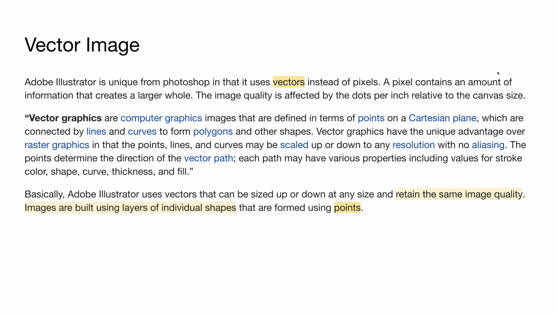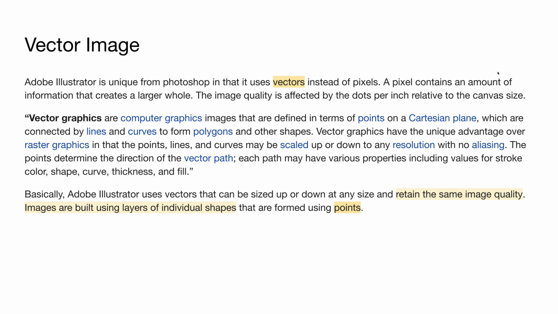A pixel contains an amount of information that creates a larger whole, and the image quality is affected by how much information is in each dot per inch and how many dots per inch there are relative to the canvas size. So vector graphics are completely different from pixels.